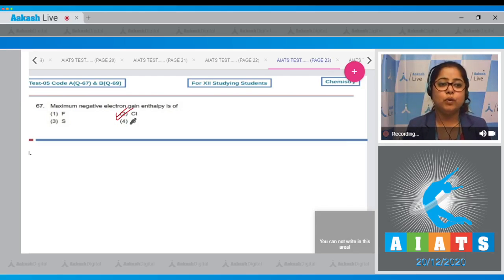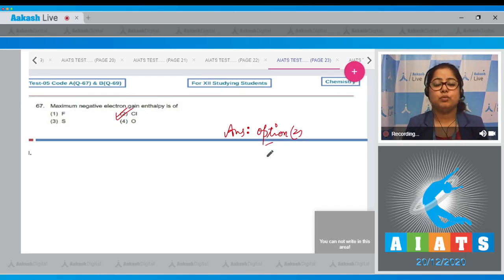But when you talk about fluorine and chlorine, in case of fluorine, the electron enters a very small sized 2p subshell, which is difficult because of electronic repulsion. In case of chlorine, there is less repulsion. Therefore, the addition of electron will be much easier than in case of fluorine. As a result, the energy released on addition of electron will be more in case of chlorine. So, the maximum negative electron gain enthalpy is of chlorine. That means the correct answer is option number 2.